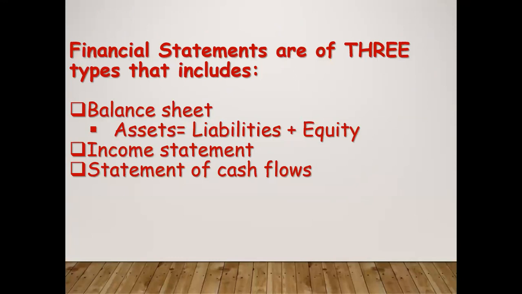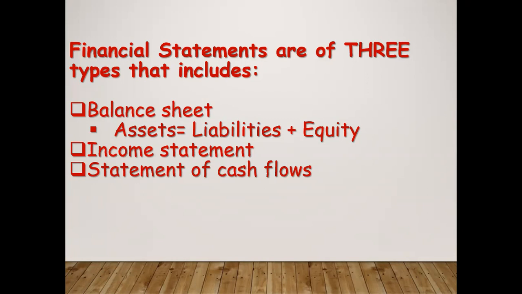In this session, we are going to cover the financial statements that are of three types. First of all, the balance sheet. In the balance sheet, on one side, we have assets, and on the other side, we have liabilities plus equity. Assets are equal to liabilities and equity.